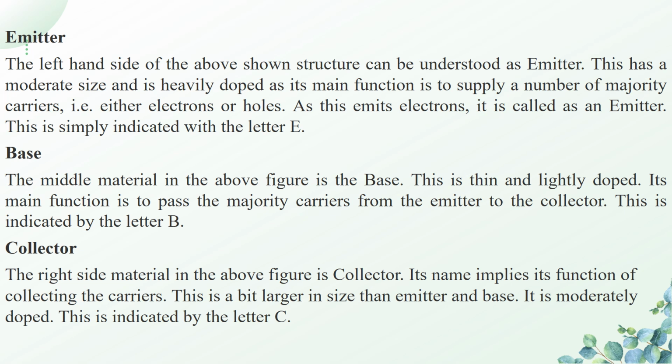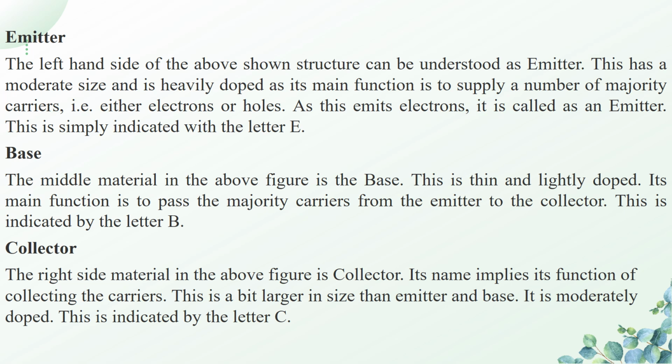Now come to the base. The base is the middle between the emitter and the collector. And the base has to be a thin one and it should be lightly doped. The main function of the base is to pass the majority carriers from the emitter to the collector, and the base is represented by the letter B.